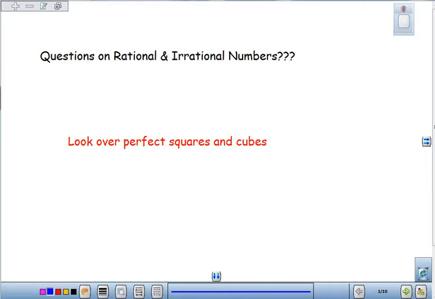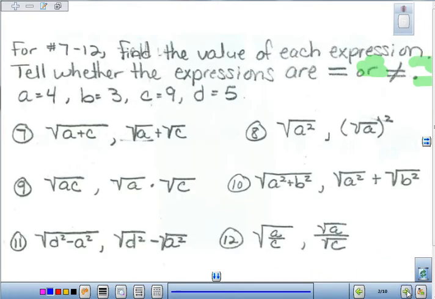You're working with thinking about your rational and irrational numbers, thinking about any questions you might have. Remember, we're still going to be having quizzes on those perfect squares and cubes that you need to memorize. Your worksheet from yesterday that was due, we're going to make sure we check that today.